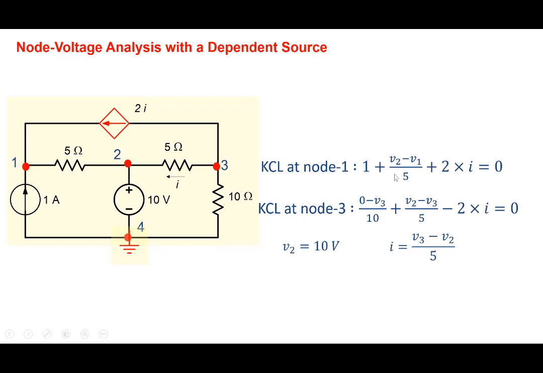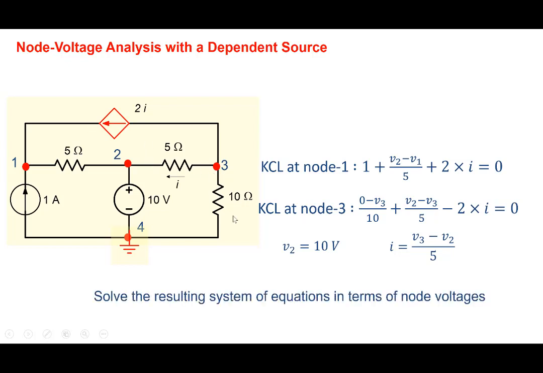Eventually you end up with two unknowns, node voltage here and node voltage here, and two equations, and you can solve them to get the answer that you're looking for. So dependent current sources do not cause any issues in terms of applying this particular method. The method is perfectly general.